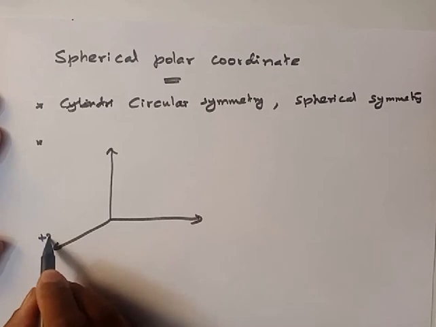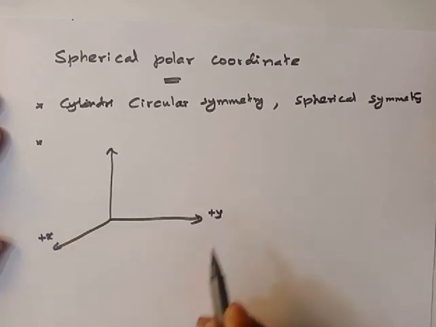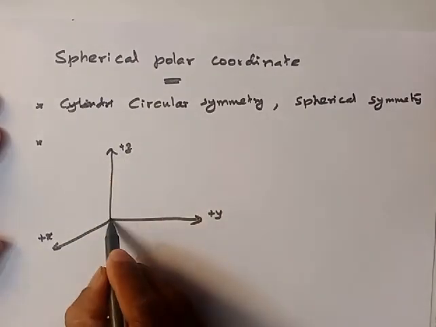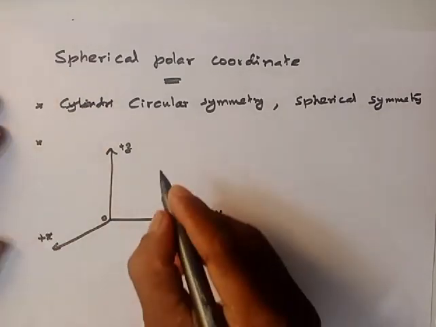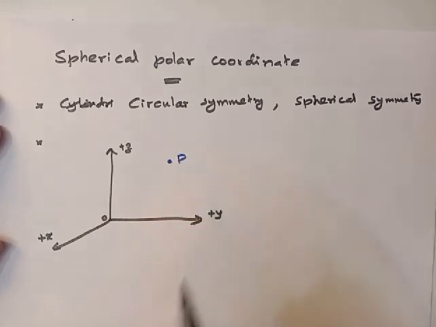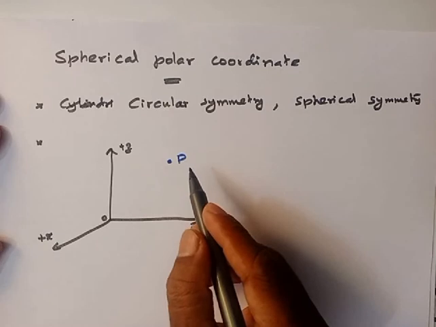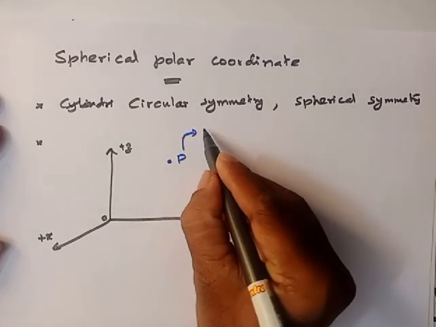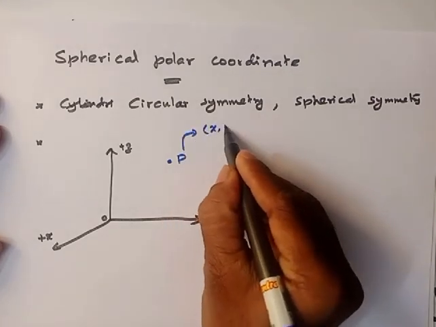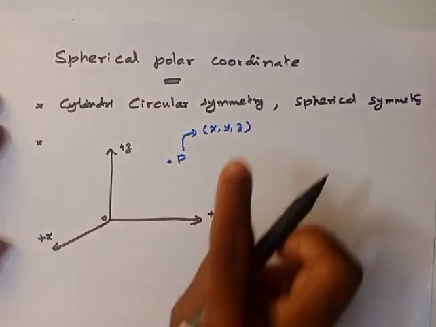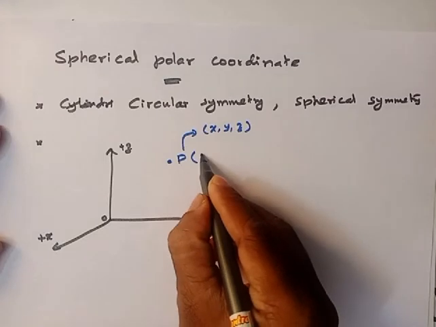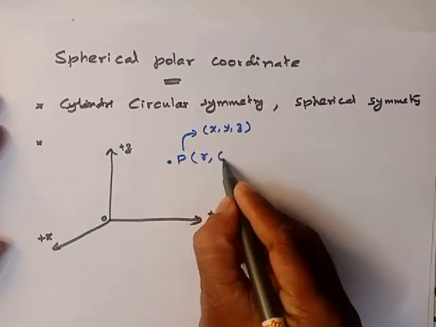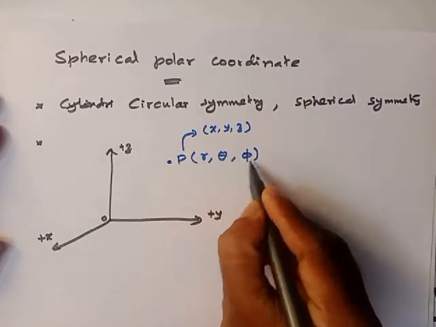So this is the positive x-axis, and this is positive y, and this is positive z, and this is the origin. Now I'll take some point P here, some point P in 3D space. And that point in Cartesian coordinates we represent using the values x, y, z. In spherical polar coordinates we represent the point using the variables r, theta and phi.